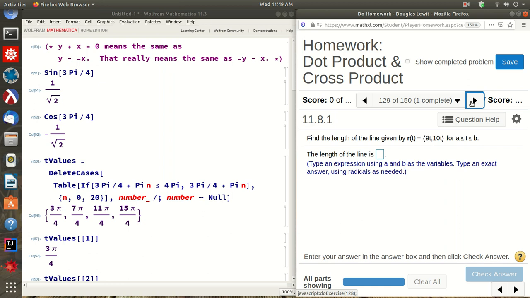Find the length of the line, excuse me, I'm losing my voice this morning.